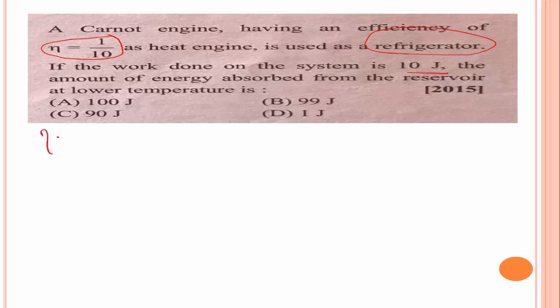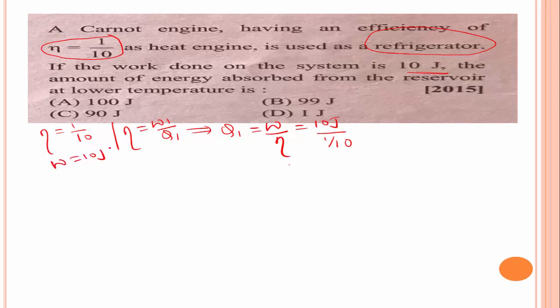Here the efficiency of the Carnot engine is 1 by 10. We know the formula, efficiency is equal to W divided by Q1. Here Q1 is equal to W divided by efficiency. The work done is 10 joule divided by eta, which is 1 by 10. Here eta is equal to 1 by 10, W is equal to 10 joule.